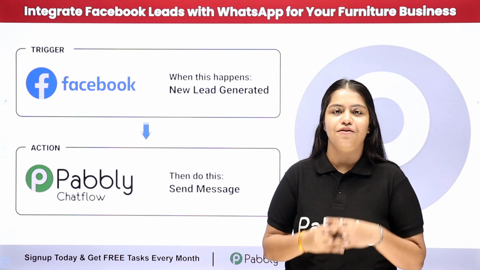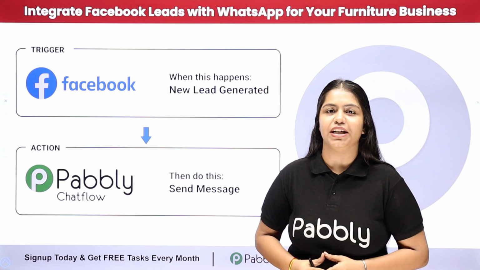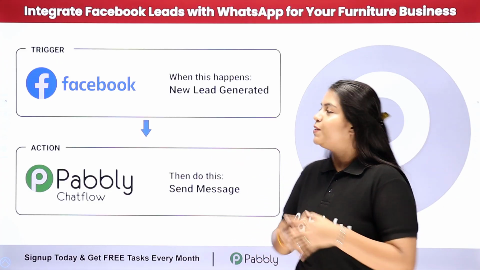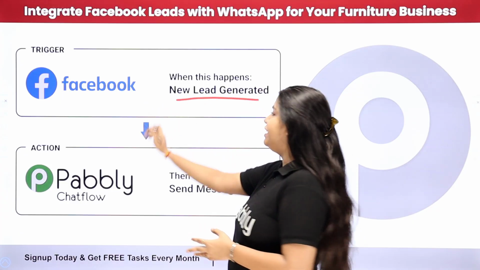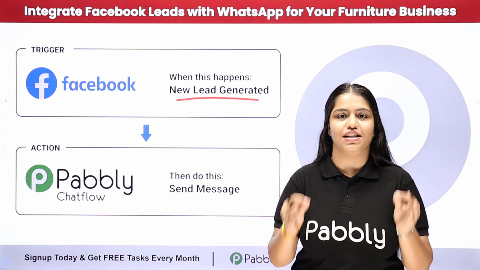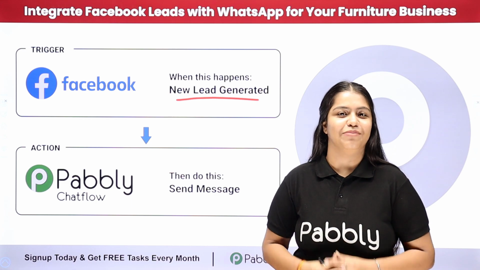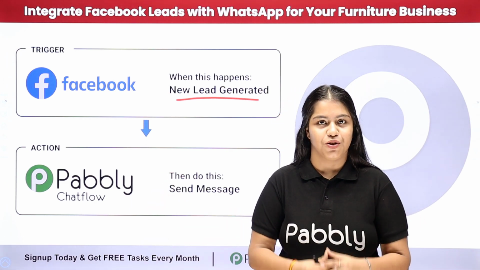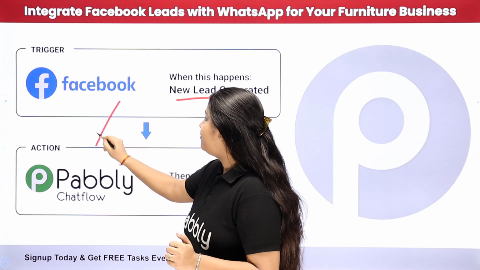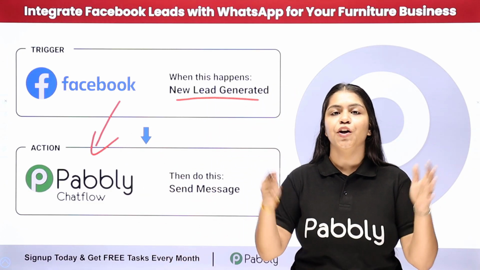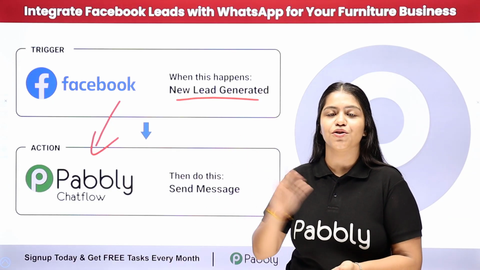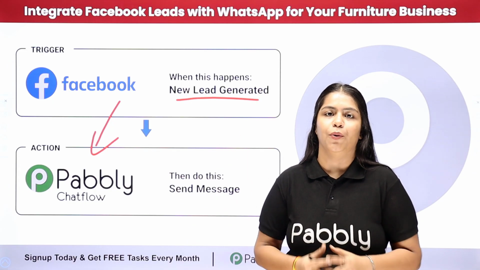So over here I'm running a furniture store and we use Facebook lead ads to get more leads for our business. So now what I want is that as soon as we receive a new lead through Facebook lead ads, I want to send them an automated WhatsApp message. And to send them this WhatsApp message, we are going to use Pabbly Chatflow. So what we are just going to do is create a connection between Facebook lead ads and Pabbly Chatflow using an amazing automation software, which is Pabbly Connect.